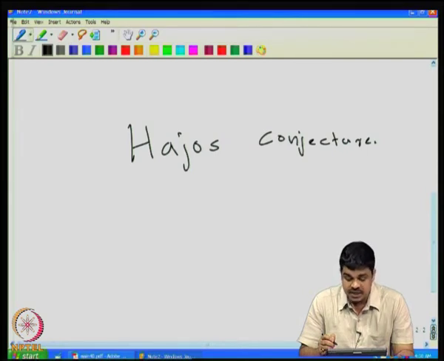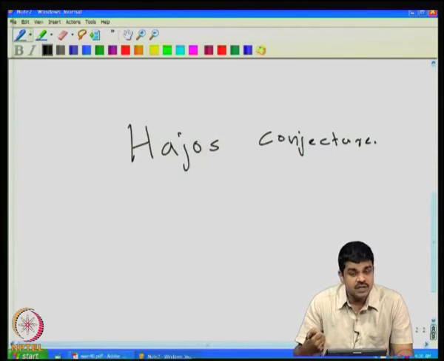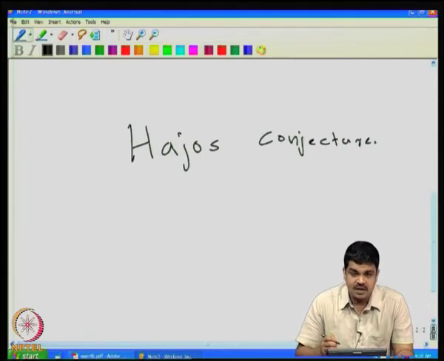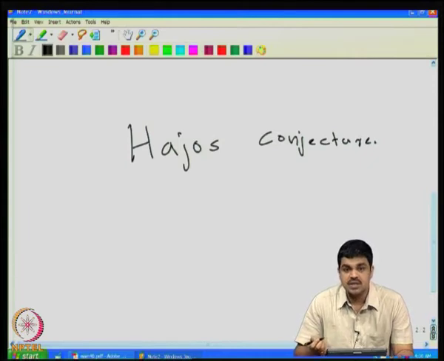But it turned out that the conjecture is wrong. After several years, it was proved that there exists a counter example for Hajo's conjecture. It is not true in general, but after that it was even shown that not just one counter example, for almost all graphs Hajo's conjecture is wrong. So, in a probabilistic sense, you can randomly select a graph and show that its chromatic number is something, but it will not have a KR minor of that corresponding chromatic number.